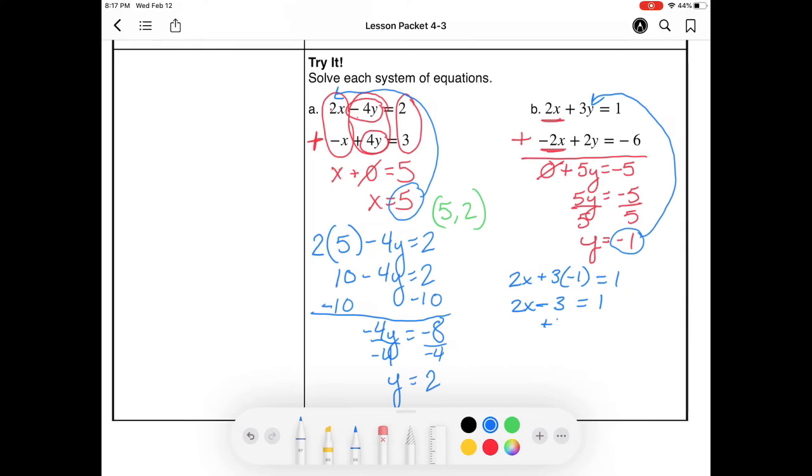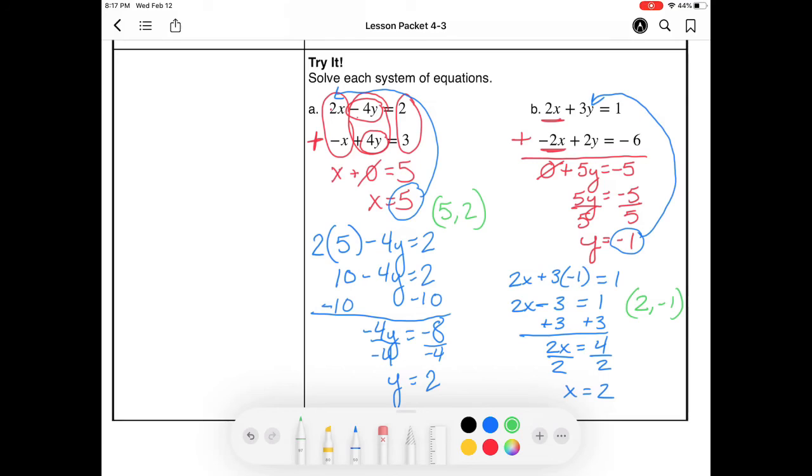My inverse operations are going to tell me to add 3 to both sides. And I get 2x equals 4. I divide both sides by 2. And I get x equals 2. My ordered pair for my solution is going to be 2, comma negative 1, which again is the spot where the two lines would intersect on the graph.